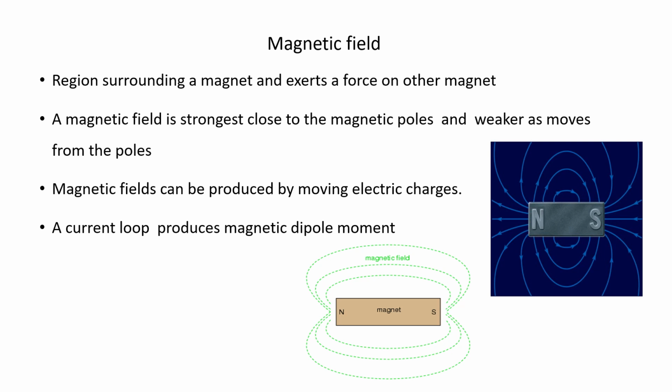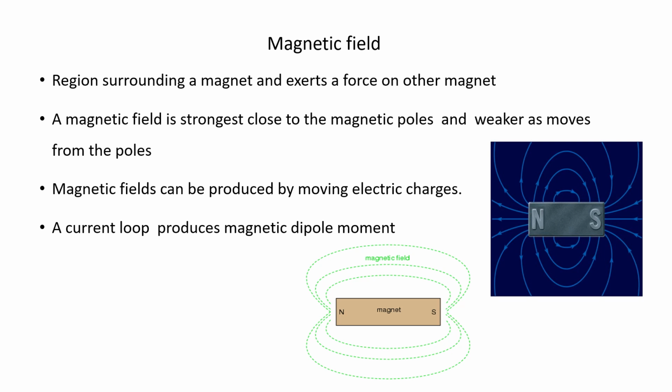And here in the figure you can see the magnetic field around a bar magnet. The magnetic field lines are also represented here, and we can see that the magnetic field is strongest close to the magnetic poles because the field lines are much nearer at the poles, and the magnetic field is weaker as we move away from the poles.